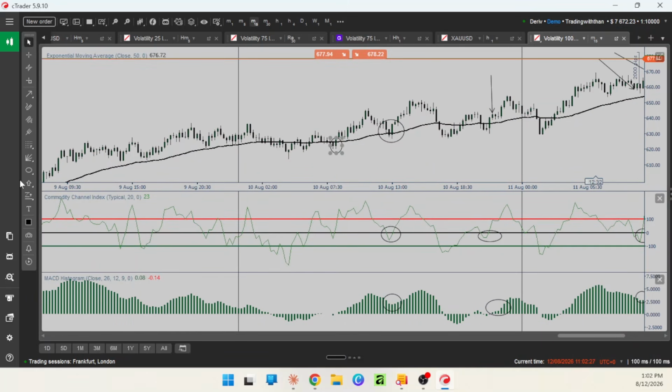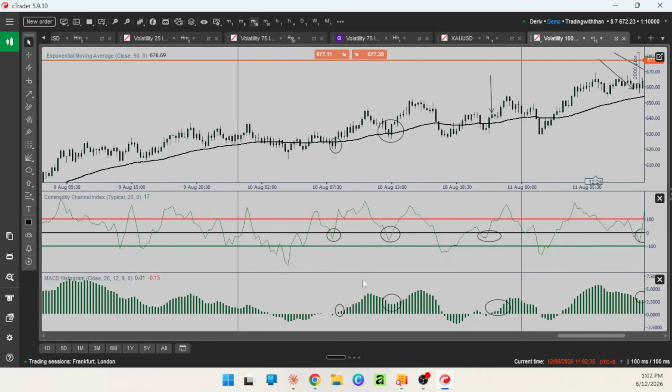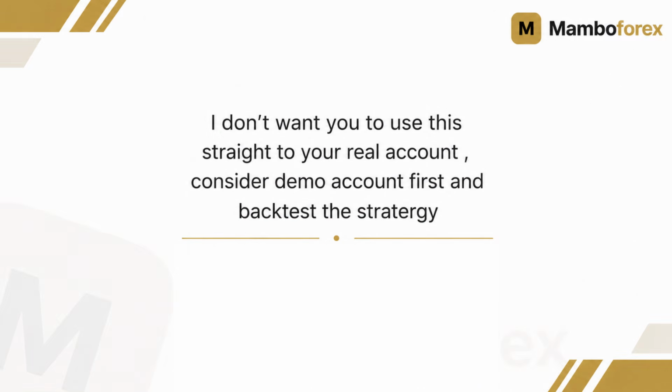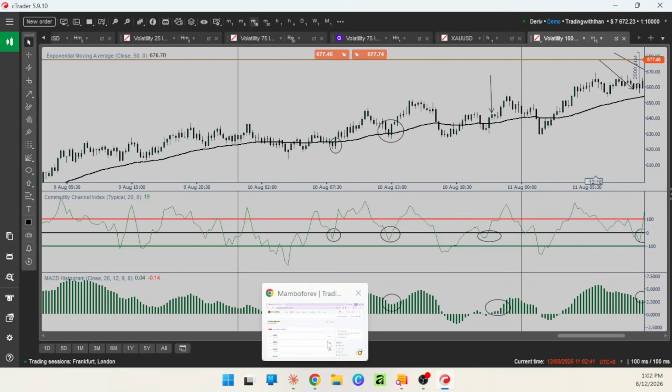So you can see on Volatility 100, it happens a lot. If you want to do this on other synthetic indices, it might be different, but here I found out it happens a lot. So you can go ahead and try out this strategy for yourself.